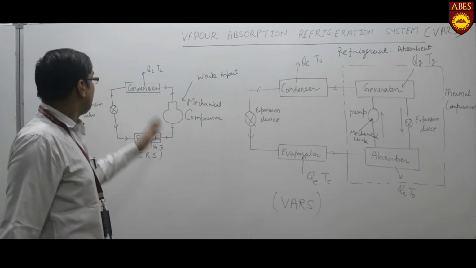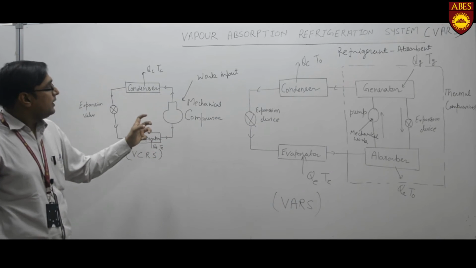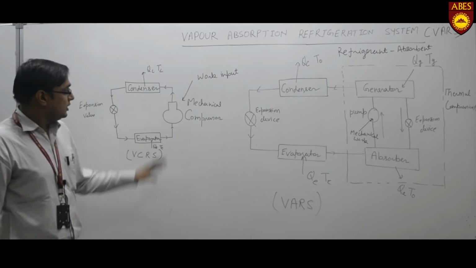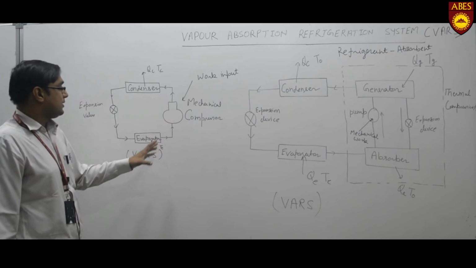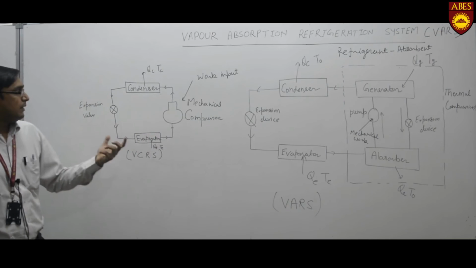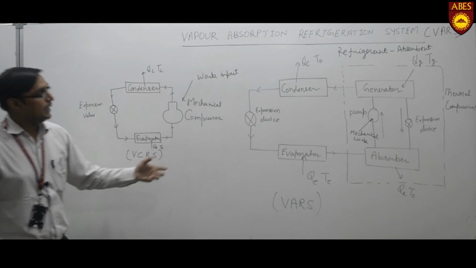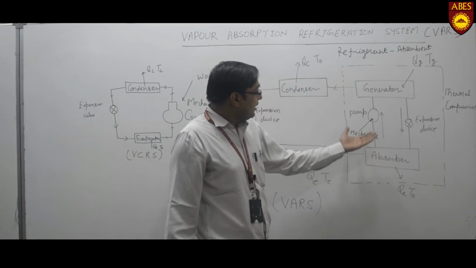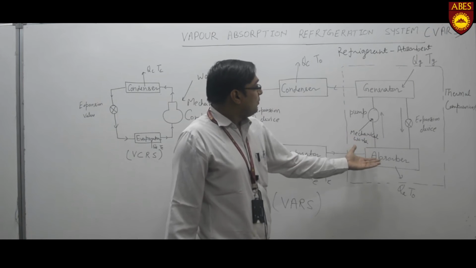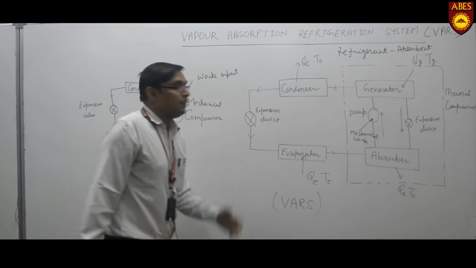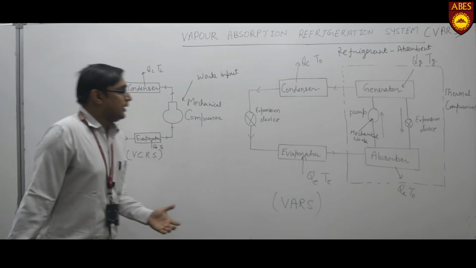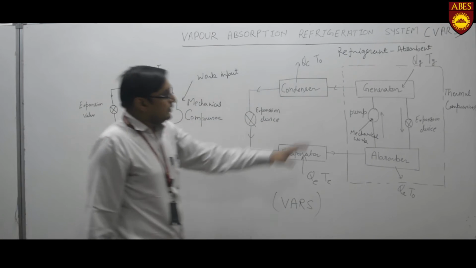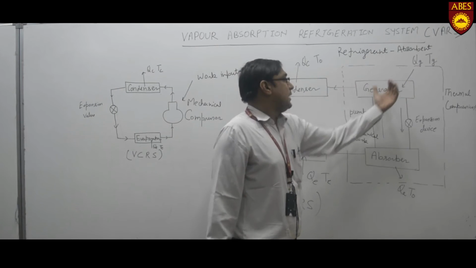In case of VCRS system, mechanical input is more compared to VARS system. That is because in case of VCRS system, we compress refrigerant vapor from low pressure to high pressure. But in case of VARS system, we send liquid solution from low pressure to high pressure. Hence, lesser work is required and it is very little compared to VCRS system. And again, in the generator, low grade thermal energy is required.